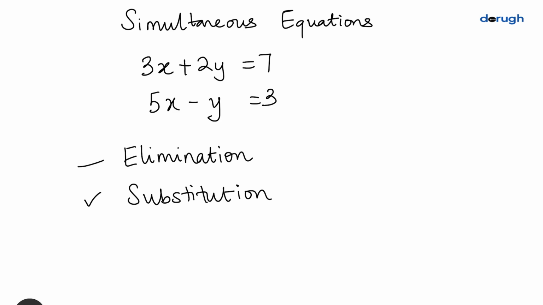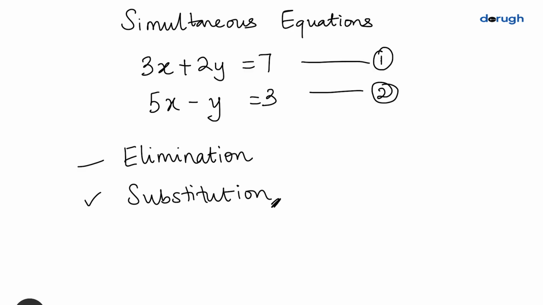This is our set of equations for today. We have equation 1 and equation 2. Let me read it out. It says 3x plus 2y equals 7, that's equation 1, and 5x minus y equals 3, that's equation 2. The first method we're going to look at is the substitution method.